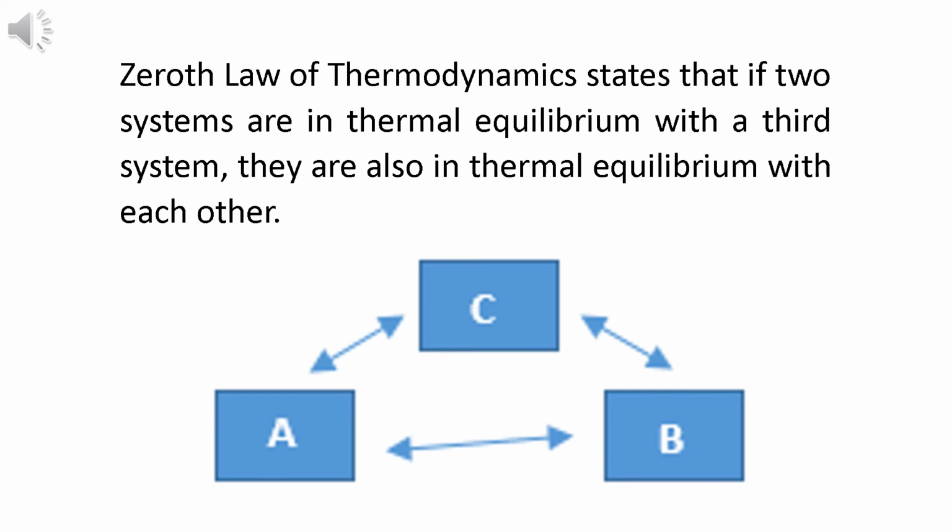Zeroth law of thermodynamics states that if two systems are in thermal equilibrium with a third system, they are also in thermal equilibrium with each other. Halimbawa, kapag ang object A ay parehas ang temperature sa object C, which is the thermometer, at ang object B ay parehas ang temperature sa object C na thermometer, ibig sabihin may thermal equilibrium sila at pasok sila sa Zeroth law of thermodynamics.